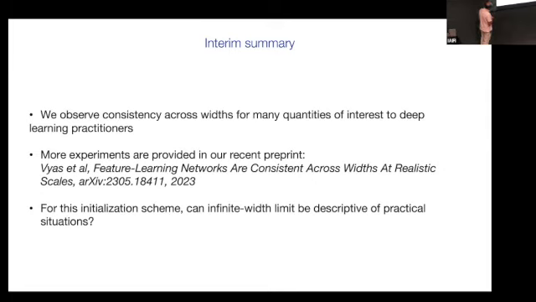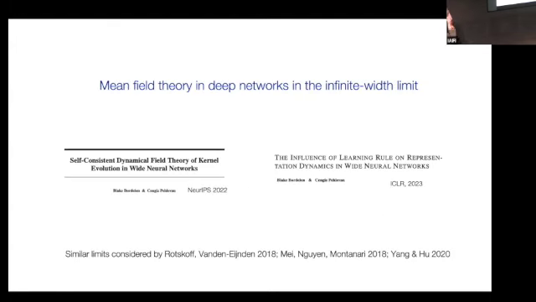The question is, given this initialization scheme, can the infinite width limit be descriptive of practical situations? I'm not going to be able to answer this particular question. We're not there yet, but I will construct the infinite width limit and show you that it's a complicated object, and then we'll see what we can do from there. In particular, I'm going to describe a mean field theory in deep networks in this particular infinite width limit. The two papers I'm going to talk about are these ones.